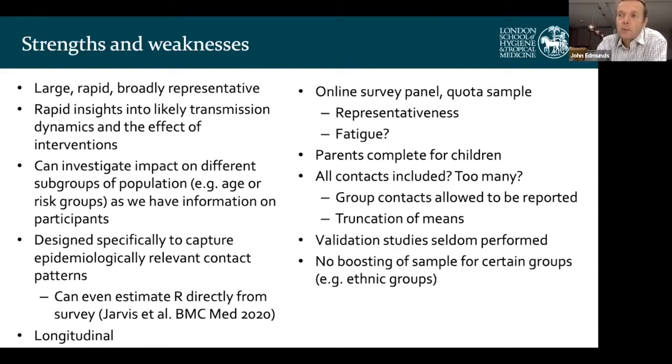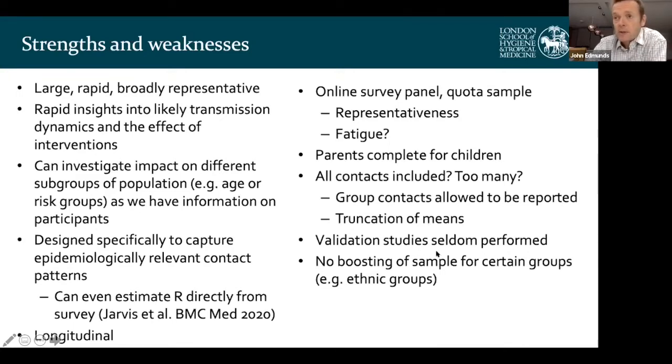And so to get around that, what we tend to do is truncate. All the results I showed you are truncated at 50, actually. So for people recording more than 50 contacts, we just truncate at 50. We do that because if you don't, one or two people recording a few hundred contacts will drag the mean up quite significantly. But maybe they are reporting epidemiologically relevant information. So I think we do need to investigate this and unpack it in more detail in the coming months.